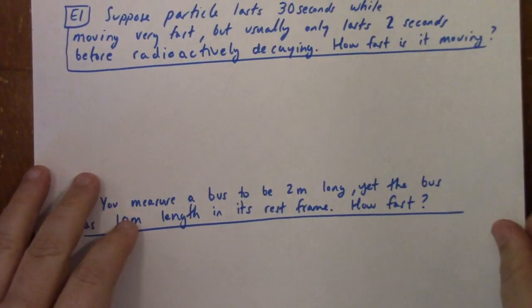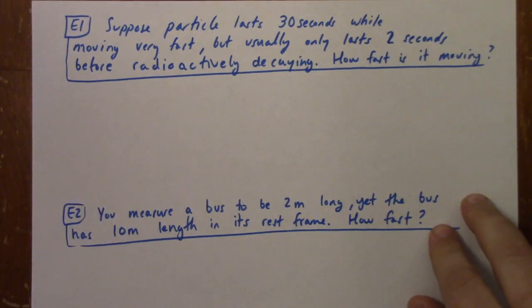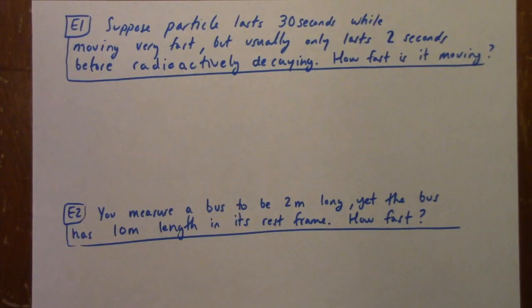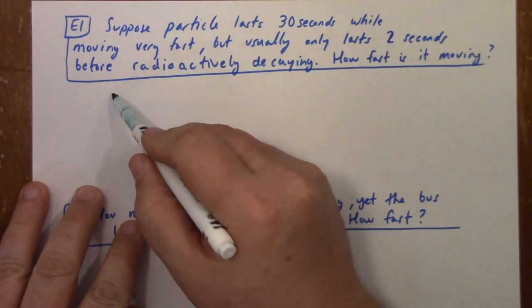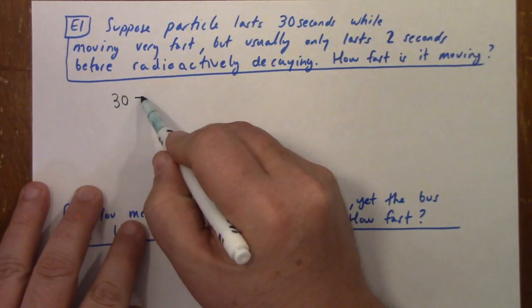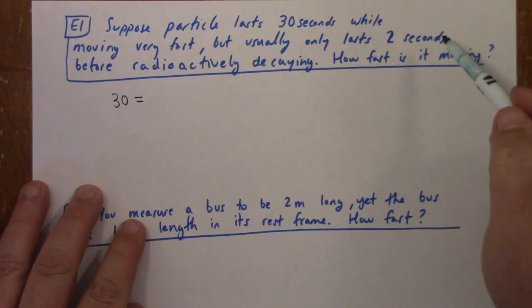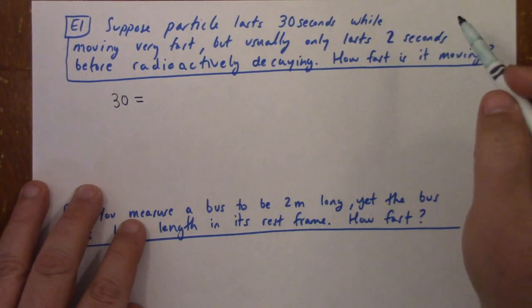So let's see here. Then finally, I just got 2 quick examples to work through for you guys. Suppose a particle lasts 30 seconds while it's moving very fast, but it usually lasts 2 seconds before radioactively decaying. How fast is it moving? All right, so what we got here is that 30 is the time in the lab frame. It should last 30 seconds.